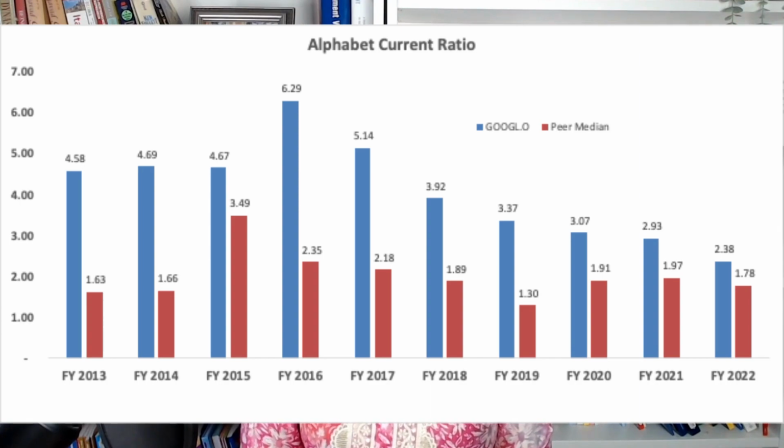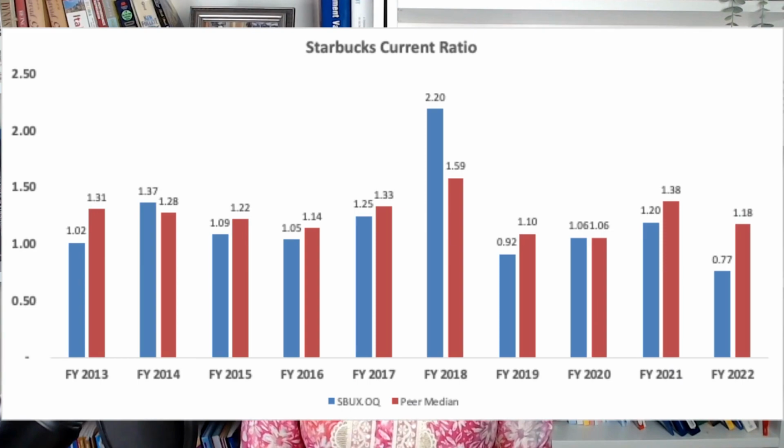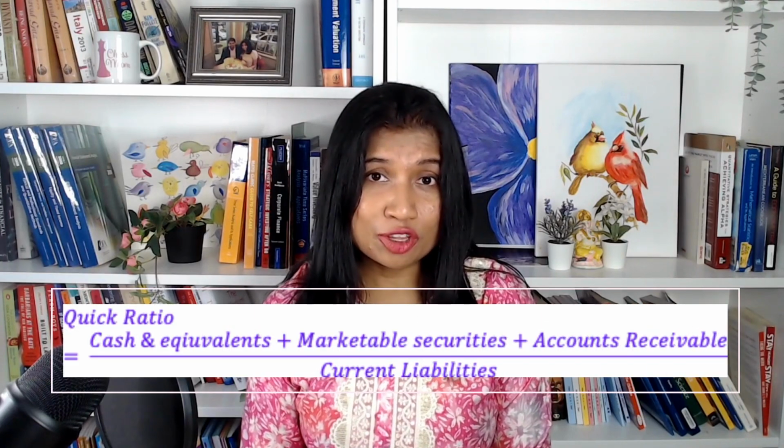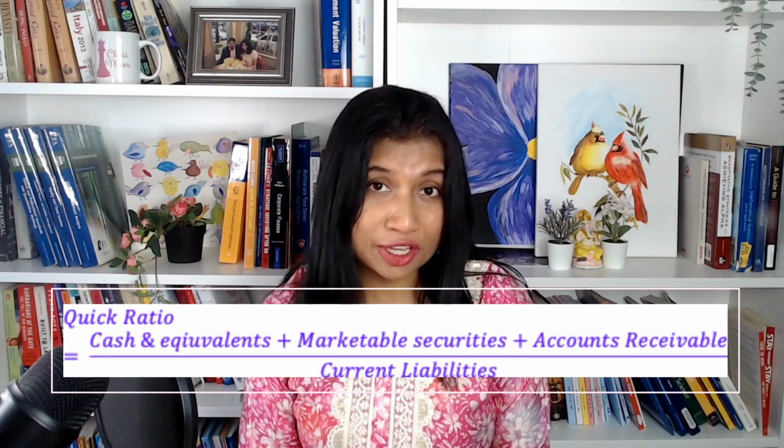Let's look at Starbucks on the other hand. Not only is the current ratio below 1, it is also below the median current ratio of its peer group, suggesting liquidity problems. Another ratio to measure liquidity is the quick ratio, which is similar to current ratio but stricter.